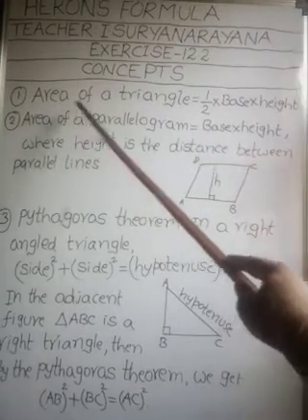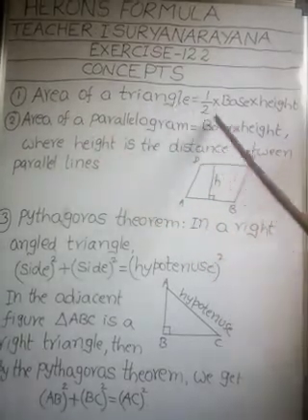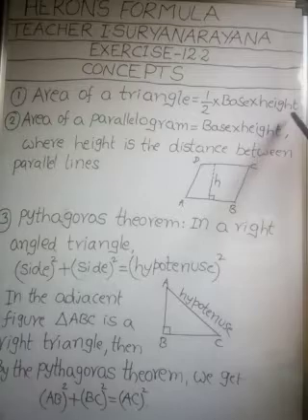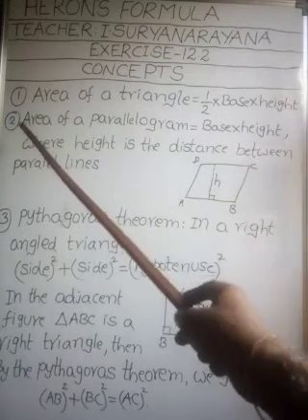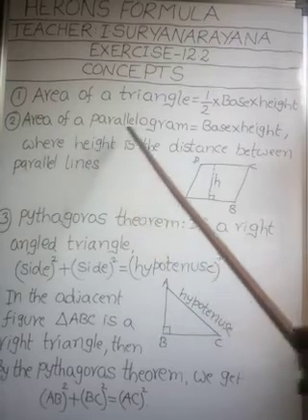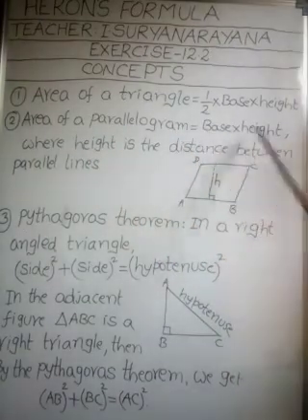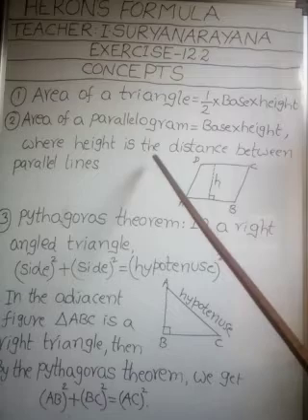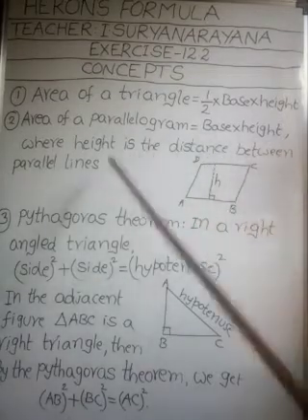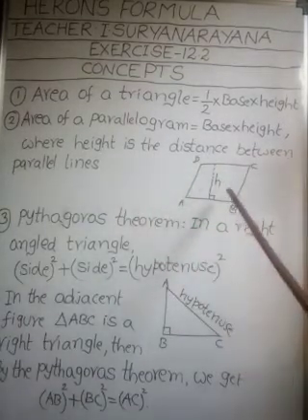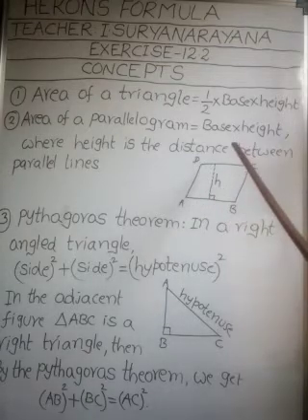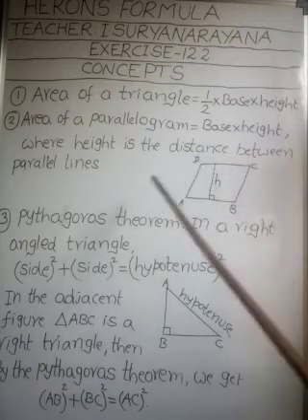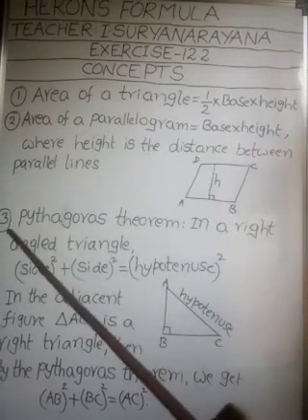See the first point, area of a triangle is equal to half into base into height. Do you remember this formula? Come to the second point. Area of a parallelogram is equal to base into height, where height is the distance between the parallel lines. We define the height of the parallelogram as the distance between the parallel lines.